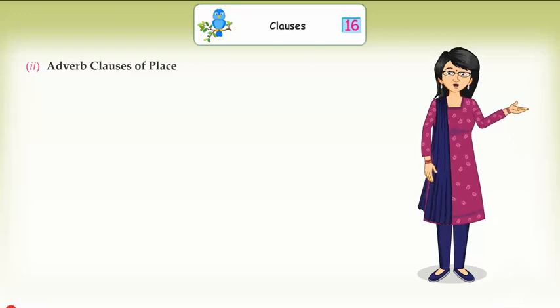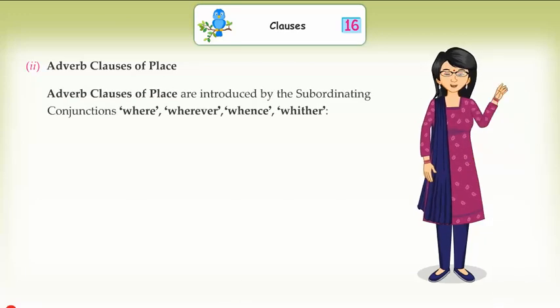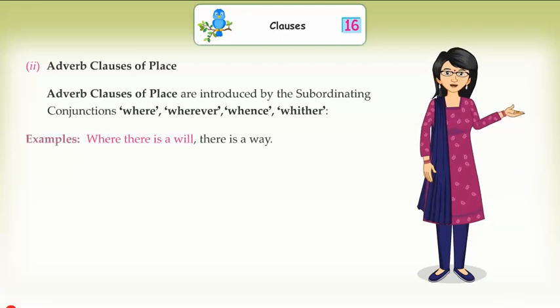2. Adverb clauses of place. Adverb clauses of place are introduced by the subordinate conjunctions where, wherever, whence, and whither. Examples: Where there is a will, there is a way.